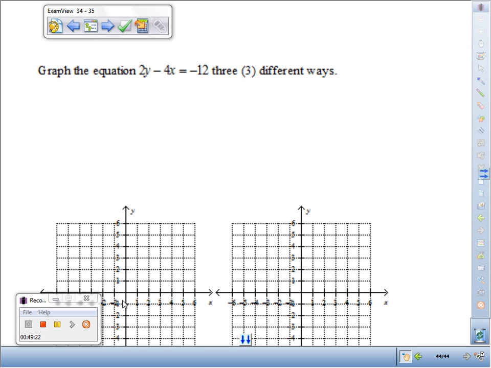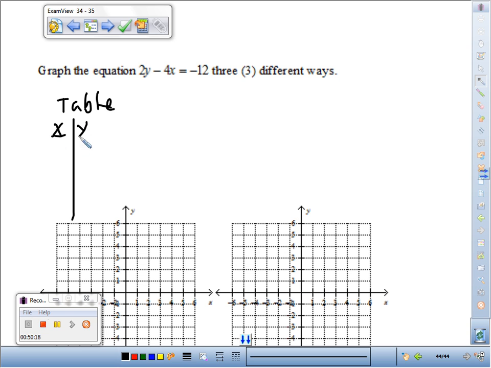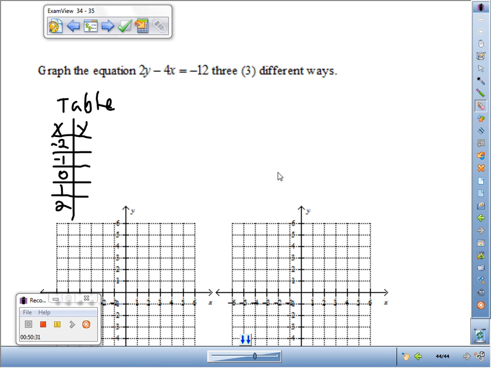So, when you get to this one, it says, graph the equation 2y minus 4x equals negative 12 three different ways. When they're asking us to graph it three different ways, the first one that I want you to label is this one, and you're going to label this table. And you're going to write X, Y, and tell your neighbor the domain that you're going to use. Negative 2, negative 1, 0, 1, 2. That should be automatic by now, okay?